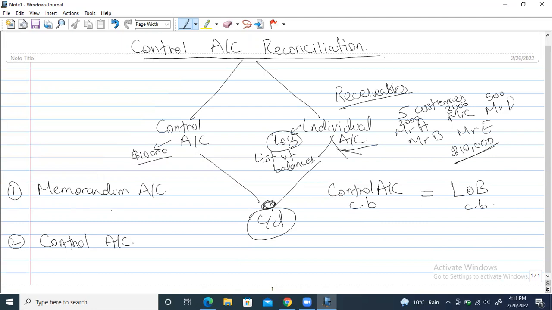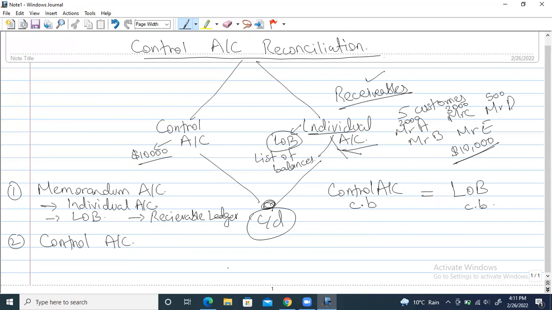Okay, so memorandum account, in easier words, is the second word for individual account. Always remember, when there is a word for memorandum, you should understand it as an individual account. You can call it individual accounts of customer and supplier. You can call it list of balances as well. And the third word is used over here. In this case, we're talking about receivables, right? Not payables. So in this case, it may be called receivable ledger, just ledger, not control account, just receivable ledger.